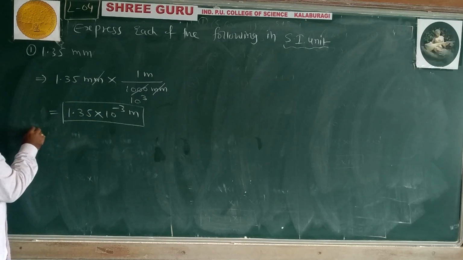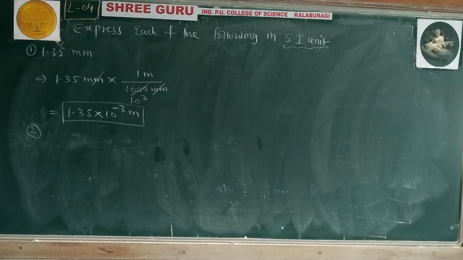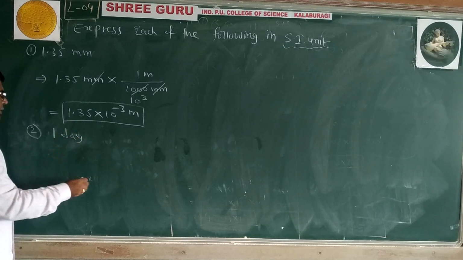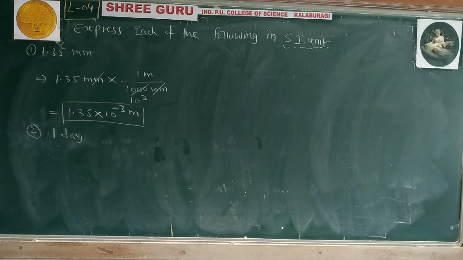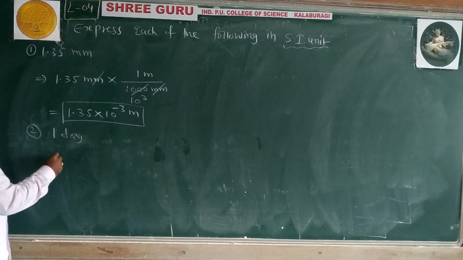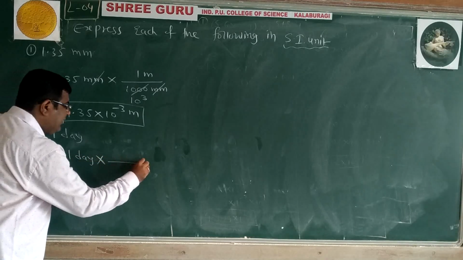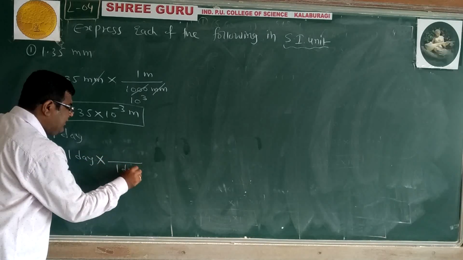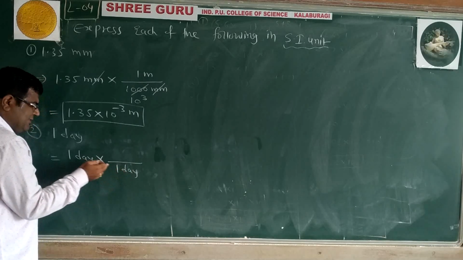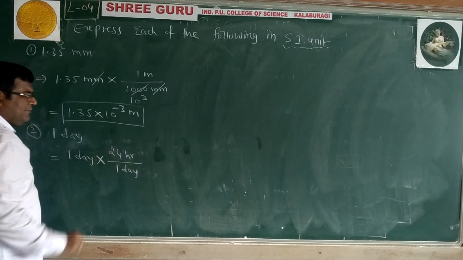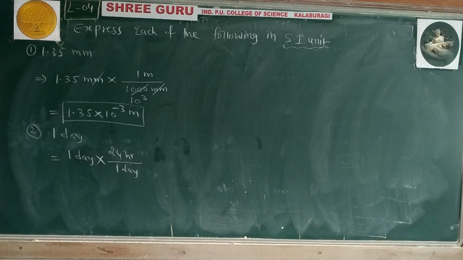We will see that. So this is now question number 2. One day, we have to convert this into seconds. We want to know how many seconds are there in one day. So I will write here 1 day, and I will write 1 day here in denominator, so that I can cancel this day and day. And I will write here 24 hours, because 1 day is equal to 24 hours.